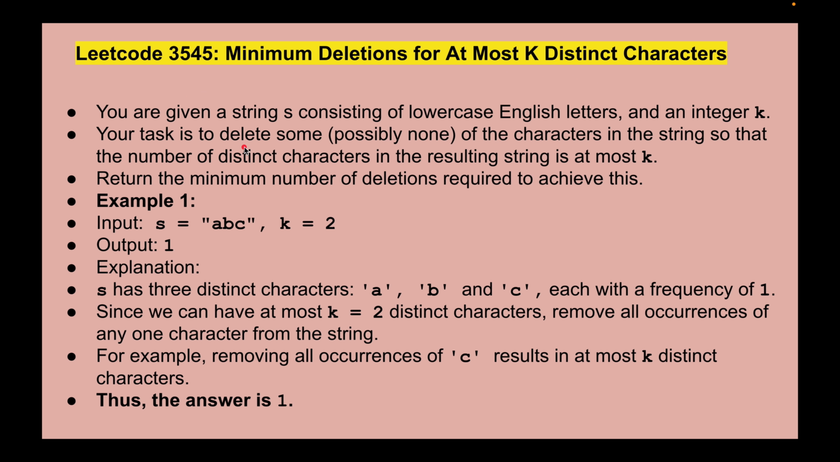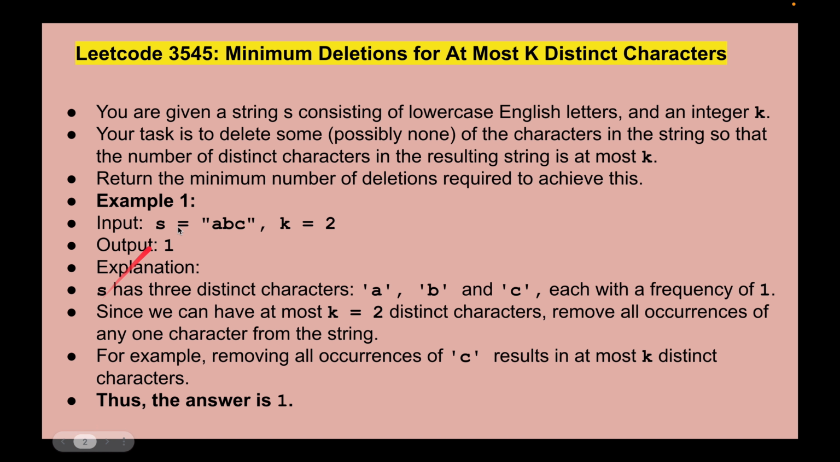Your task is to delete some, possibly none, of the characters in the string so that the number of distinct characters in the resulting string is at most k. Then you have to return the number of deletions required to achieve this. So for example, we have s equal to abc and k equal to 2. What do you have to do? Understand the explanation, then you will understand the output.